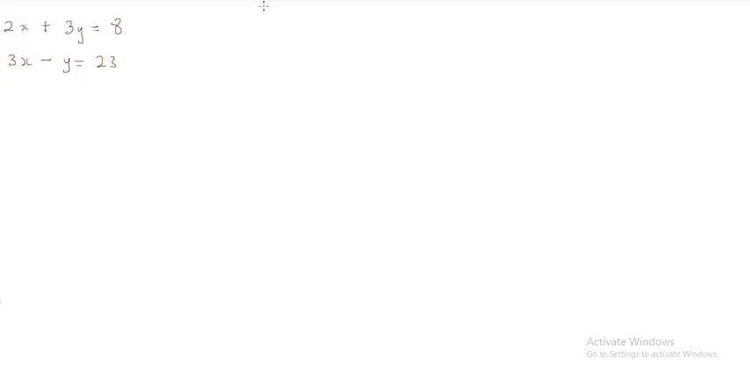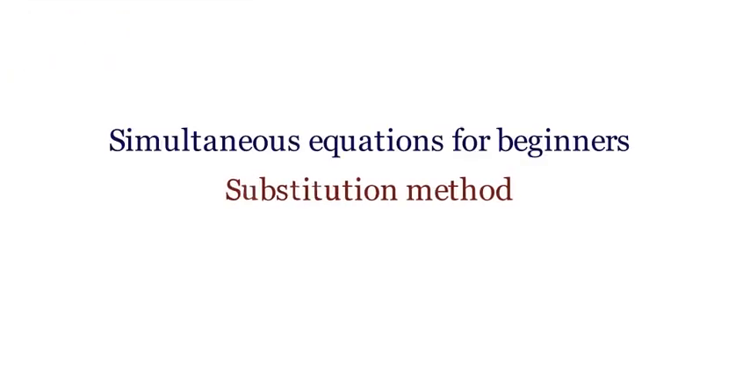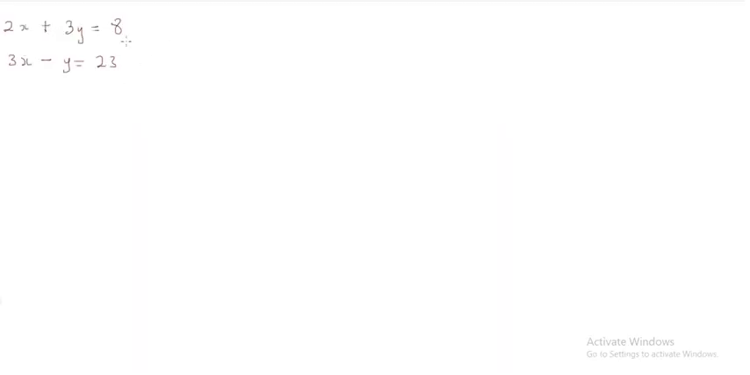Next up, we'll be talking about the ways of solving simultaneous equations using the substitution method. We already have a question on the screen. Like with the elimination method, the first thing we do is to name the two equations. This is equation 1. This is equation 2.